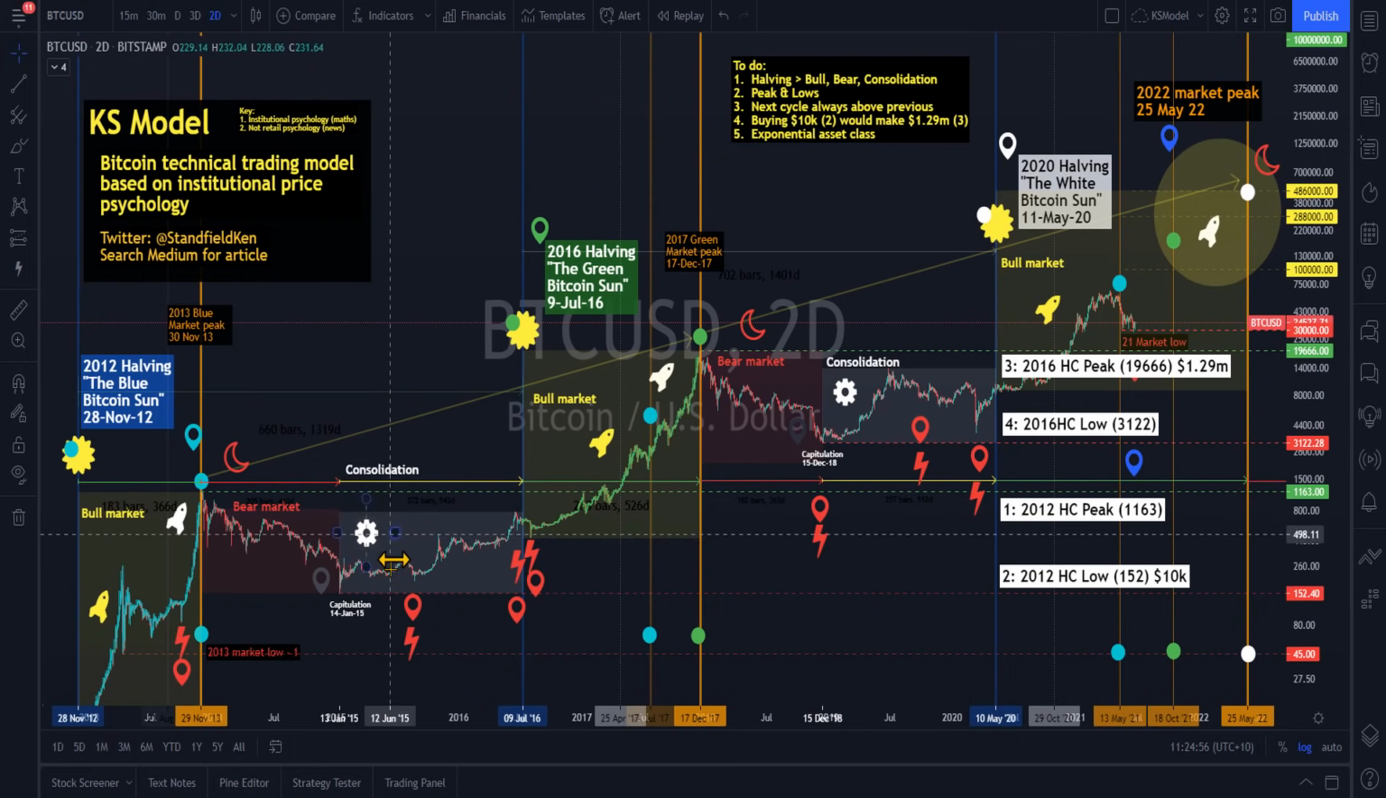When the rocket was rebuilt and took off, it hit the moon, and the moon says, "Well done, rocket, go back to Earth, get reprogrammed so you can do the next rocket launch." It went down and capitulated at 3,122, which was the 2016 halving cycle low. Now the fascinating thing here is if you had bought $10,000 worth at this capitulation and just managed to sell it at 19,666, not here, but over in this current cycle, the 2020 cycle, the $10,000 would have increased to 1.29 million.